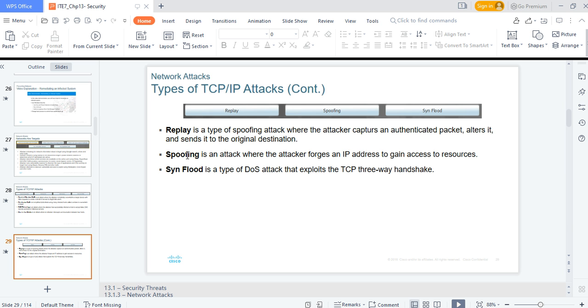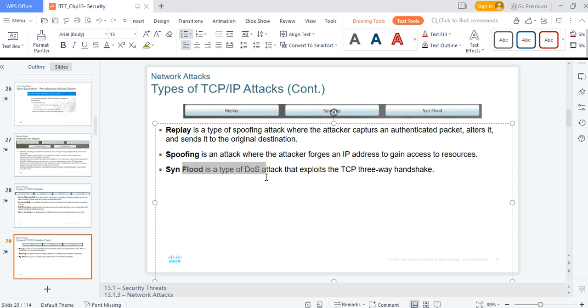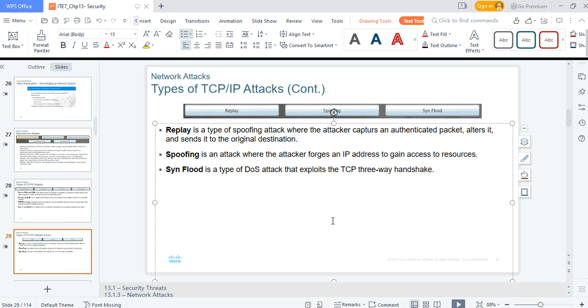Okay, you have a replay attack, you have a spoofing attack, you have a SYN flood attack. Don't forget the three-way handshake. Your networking class will help you understand this better. You have the SYN, your SYN-ACK, and your acknowledge. That's what you call the three-way handshake.